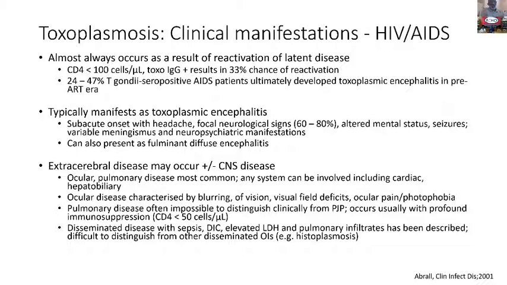There's also a disseminated form of toxoplasmosis that presents with a sepsis-like syndrome, hypotension, disseminated intravascular coagulation, elevated LDH, and pulmonary infiltrates. It is difficult to distinguish from other forms of disseminated opportunistic infections, for example, tuberculosis or histoplasmosis.